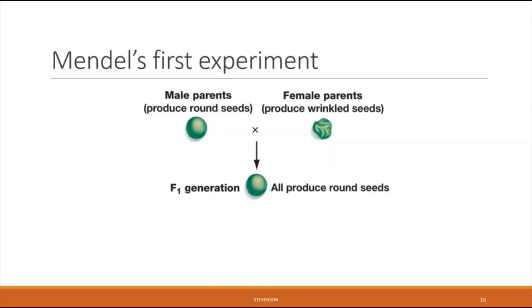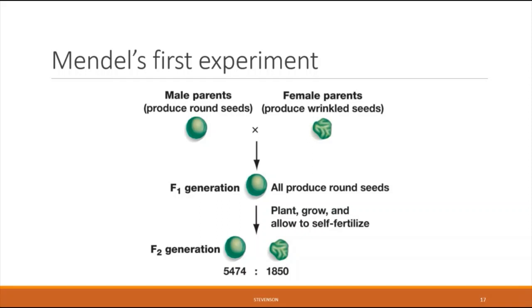In the F2 generation, which came from the F1 generation self-pollinating, self-fertilizing, he saw these numbers. And I wasn't kidding when I said he did this thousands of times. There were 5,474 smooth textured peas and 1,850 wrinkled textured peas. What was interesting and striking about this is that even though the F1 generation was 100% consistent of peas that looked like the male parent, in the F2 generation, he saw the wrinkled texture reappear, even though it wasn't in the F1 generation.